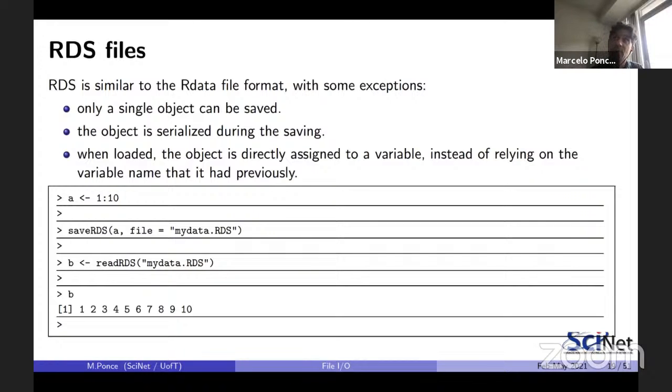Okay, so two options so far: save, which generates an R data file, or saveRDS, which generates an RDS file. All right. Any questions about this?